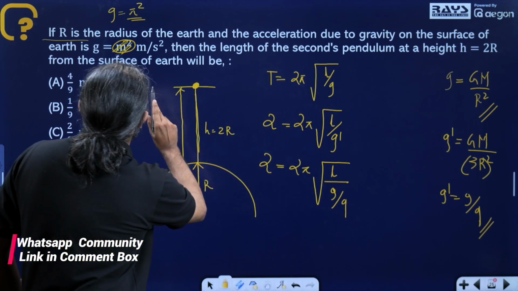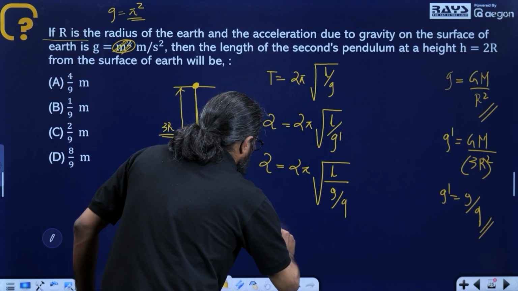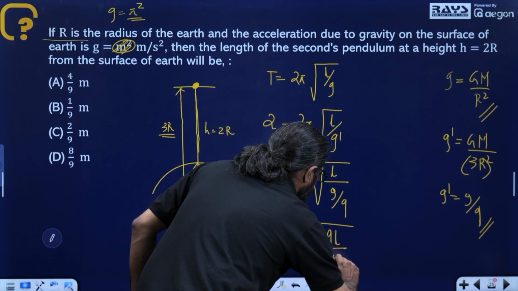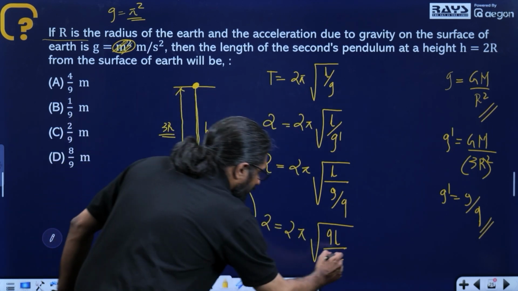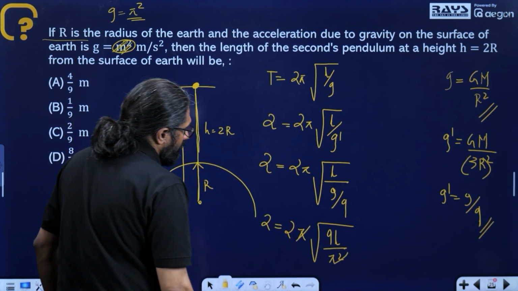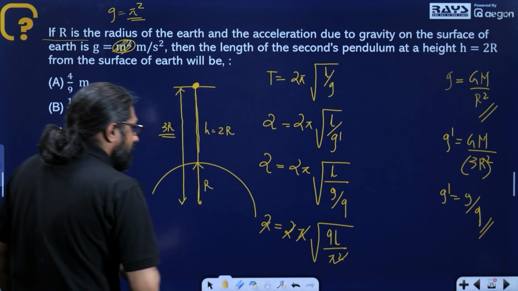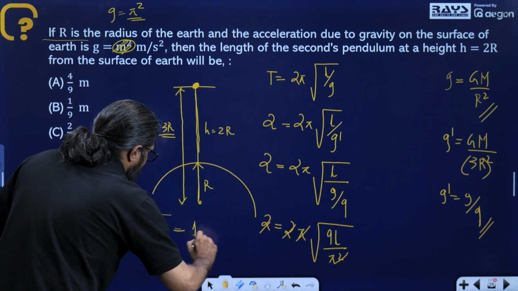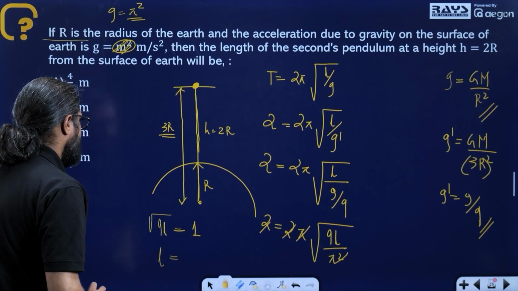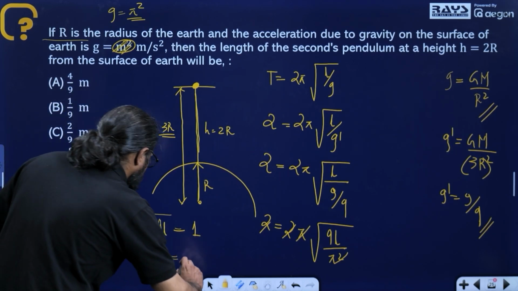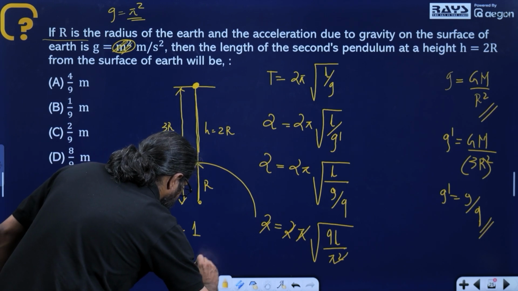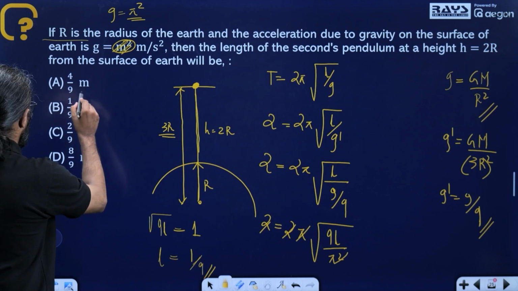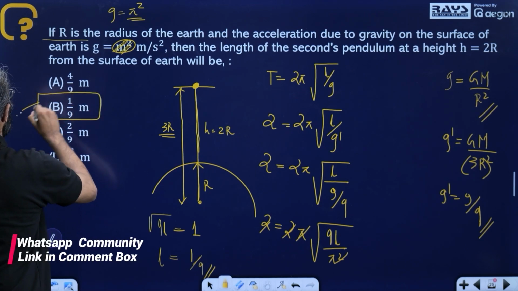Now G is given as pi square, so we have 2 is equal to 2 pi into root of 9L divided by pi square. Pi square inside the root and pi outside the root get cancelled off. 2 gets cancelled off. Root 9L is equal to 1, or L is simply equal to 1 by 9. That's how we solve it. L is equal to 1 by 9 is the answer. 1 by 9 meters is the correct answer here. Option B is the correct one.